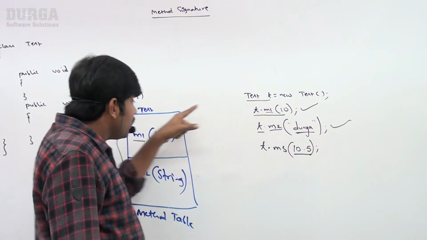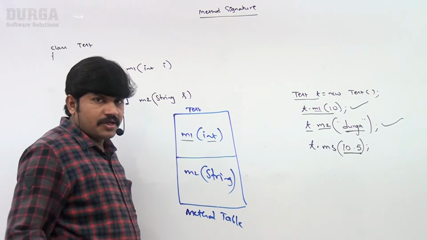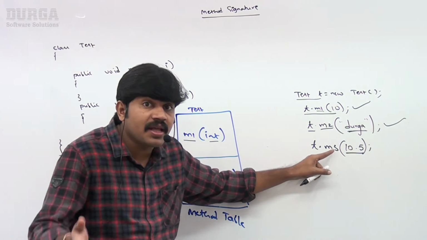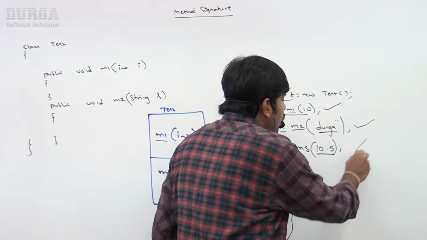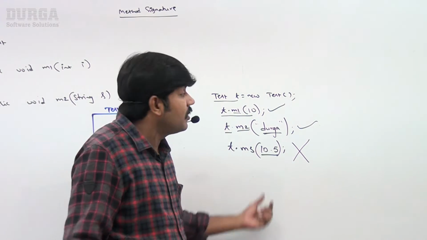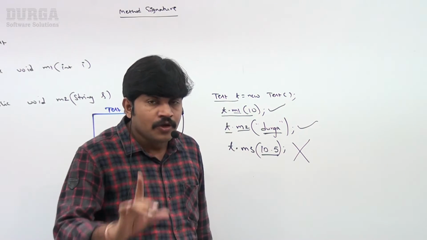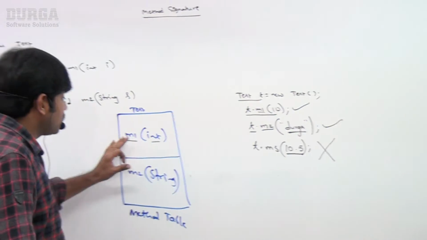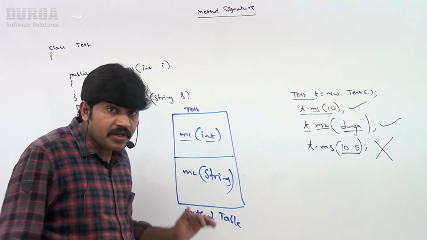Now in the Tester class, is there any M3 method with a double as the argument or not? No such method. With the required signature, there is no method. Immediately the compiler is going to object: boss, no such method. Like this, you are going to get a compile-time error by default. So what is a method signature? Who is going to use these method signatures? The compiler will use these method signatures while resolving method calls.